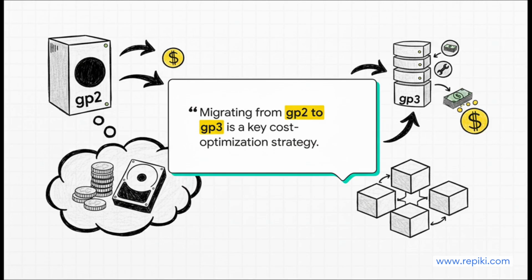So if you needed more speed, you had to pay for a bigger disk, even if you didn't need the space. The new GB3 type changes all that. You can tune performance and size separately. It's a massive cost saver, for real.